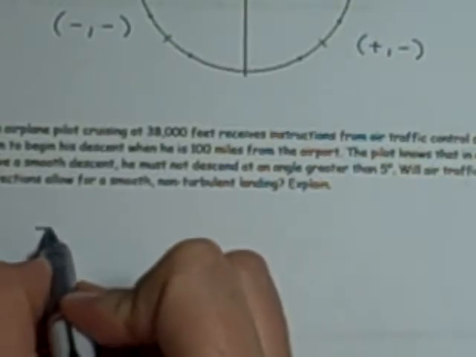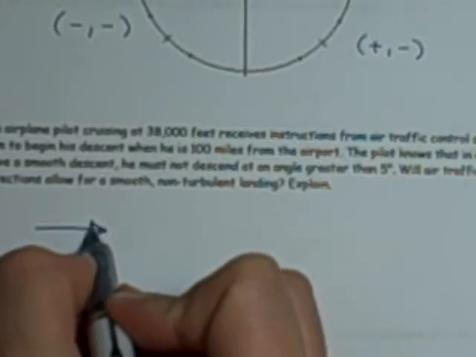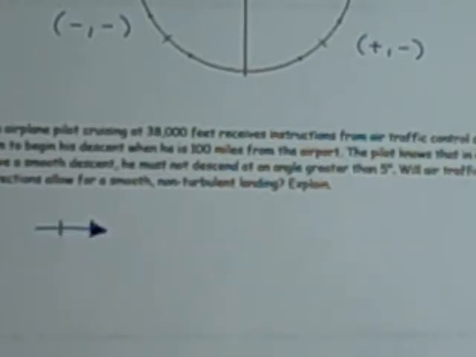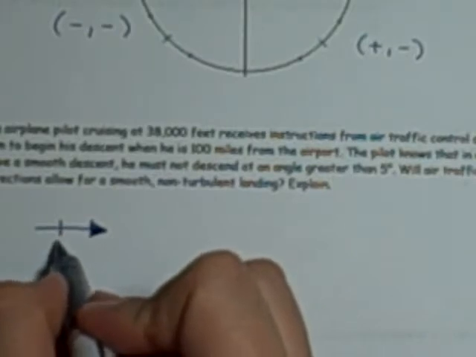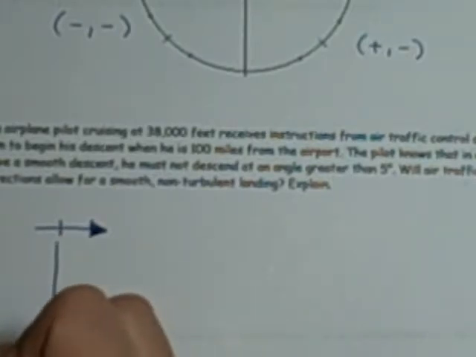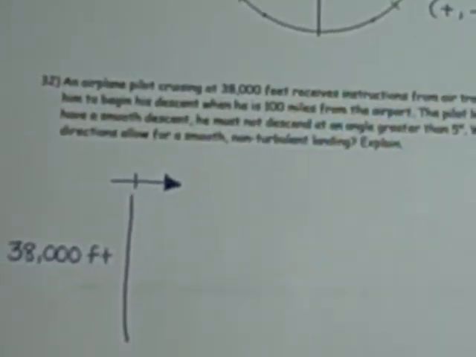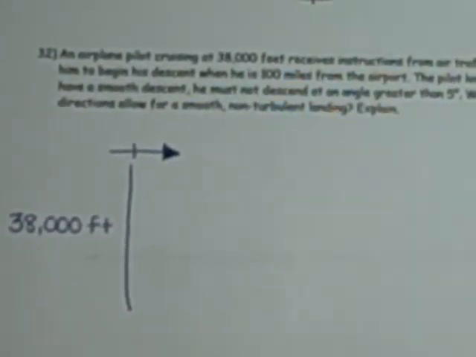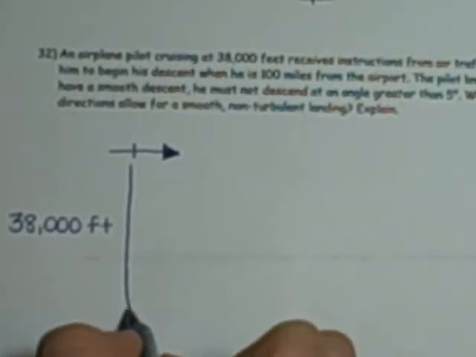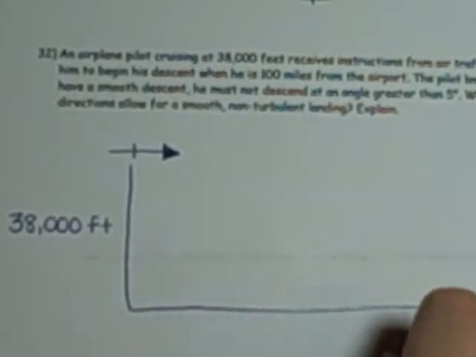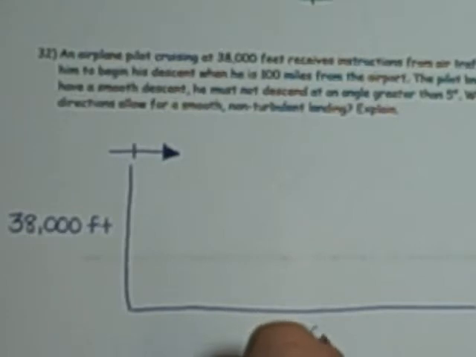So here's my airplane. Okay, I know, fancy artwork, but there's my airplane. And it's cruising at 38,000 feet, which means it's 38,000 feet off the ground. Okay, so the altitude is 38,000 feet. And we want to be 100 miles from the airport. So here's my airport. I'm going to be 100 miles along the ground.